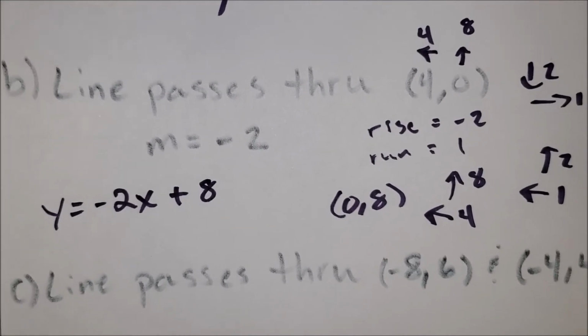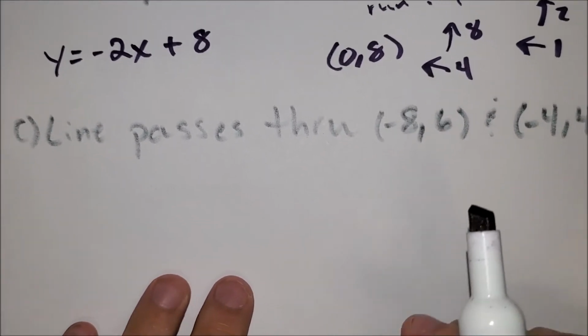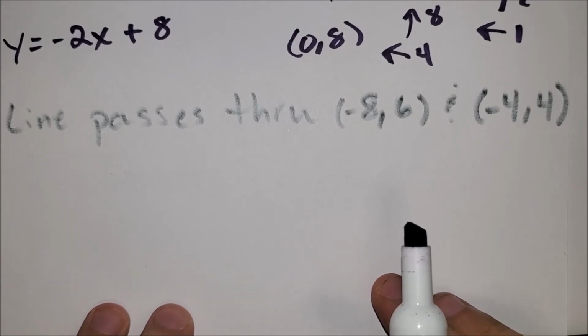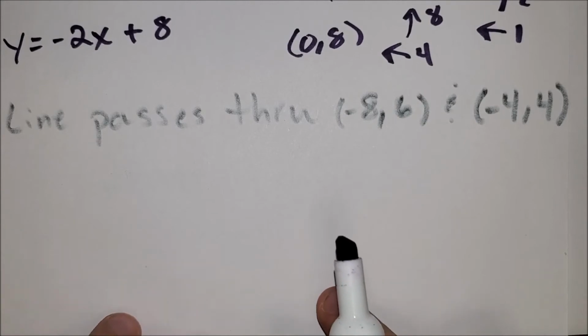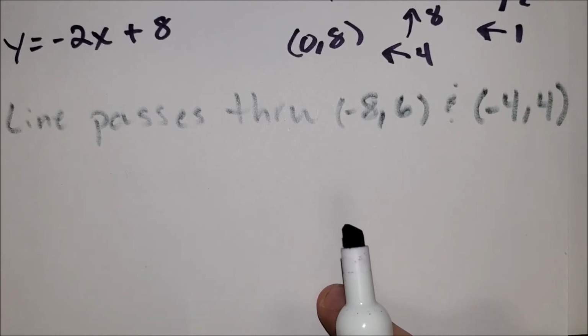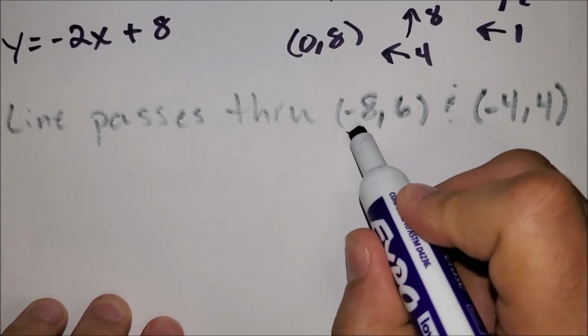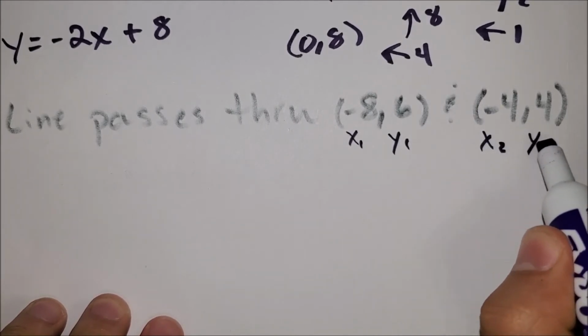So let's do one more example. Here we have the line passes through 2 points. So we don't know our slope and we don't know our intercept. So what we need to do is determine those 2 things. And the first thing we're going to do is determine our slope. We have 2 points. So let's call this one x1, y1, and this one's x2, y2.